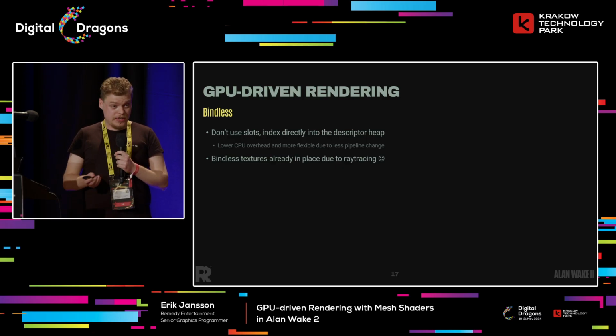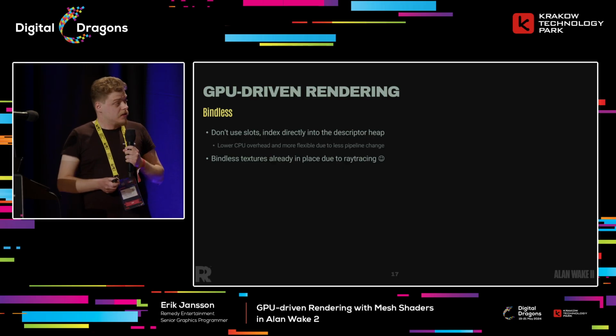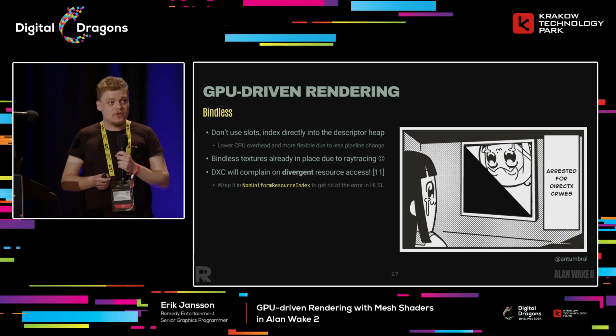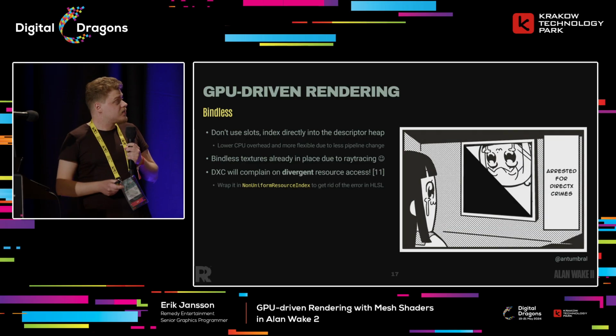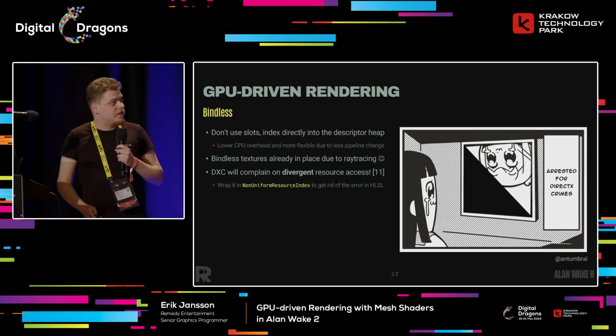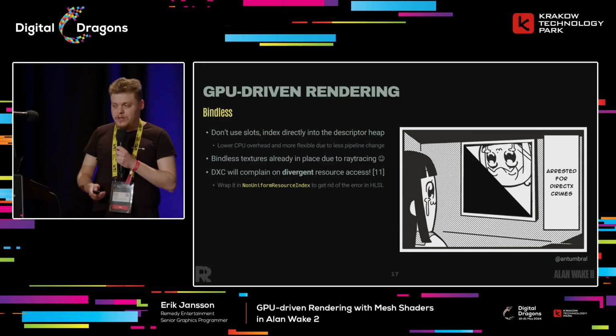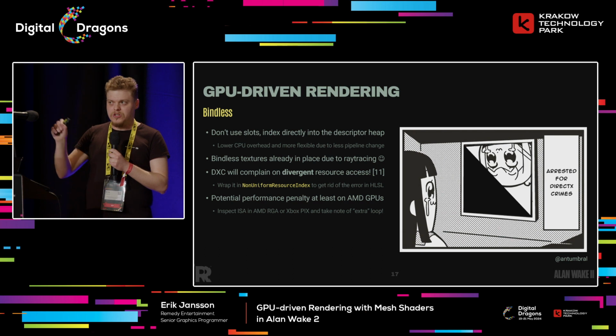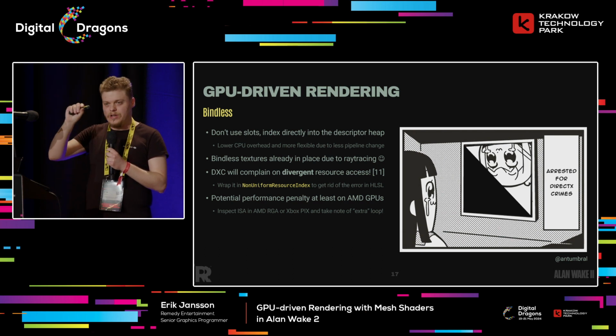We already had bindless textures due to Control featuring ray tracing, but we still had to do some work for Alan Wake 2. Something you will very quickly run into if you're doing bindless is DXC complaining about divergent resource access. To fix this, you can add a NonUniformResourceIndex around it. And this pleases the compiler, so it will stop complaining at you. But be aware that this can have a potential performance overhead, especially on AMD GPUs. You can usually see this if you put this in AMD RGA and notice the extra loop that happens. It will usually be followed by a label and a wave read operation.